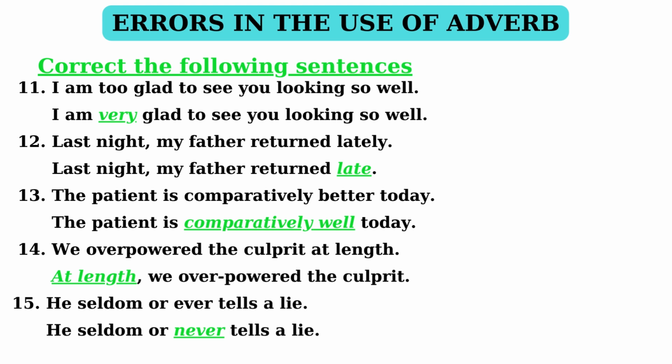In sentence 14, we overpowered the culprit at length. Now in this sentence, bring at length to the forefront. That is, start the sentence with at length. So the correct sentence will be at length we overpowered the culprit. In sentence 15, he seldom or ever tells a lie. No. The correct answer will be he seldom or never tells a lie. Replace ever with never.